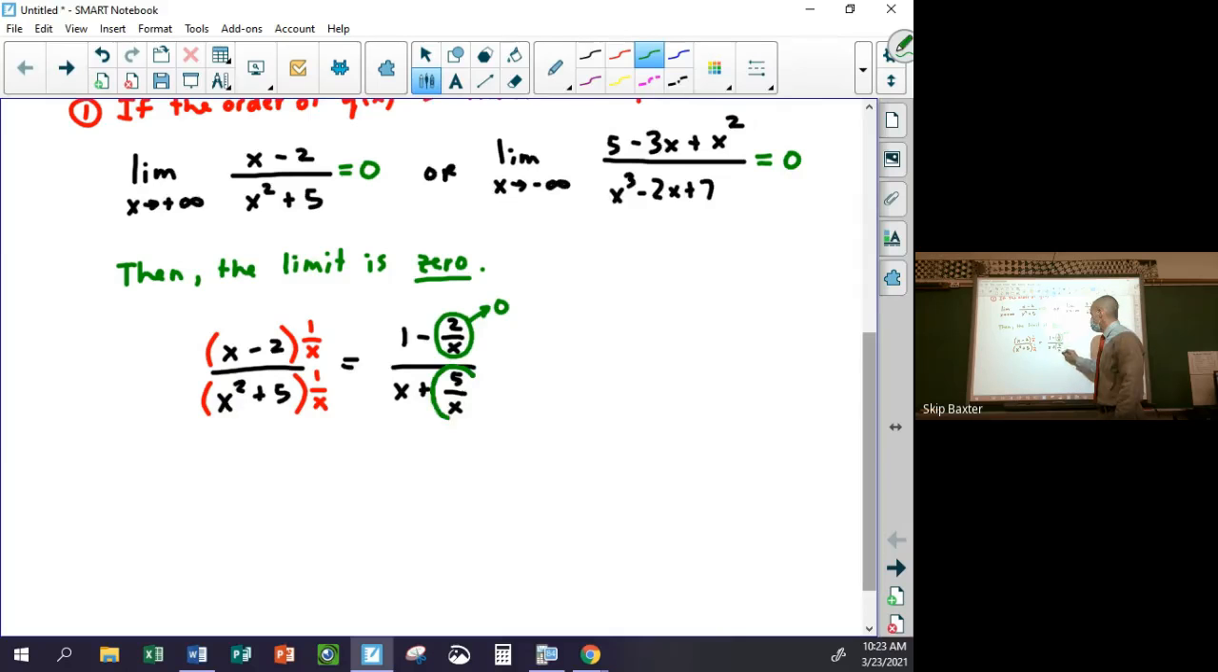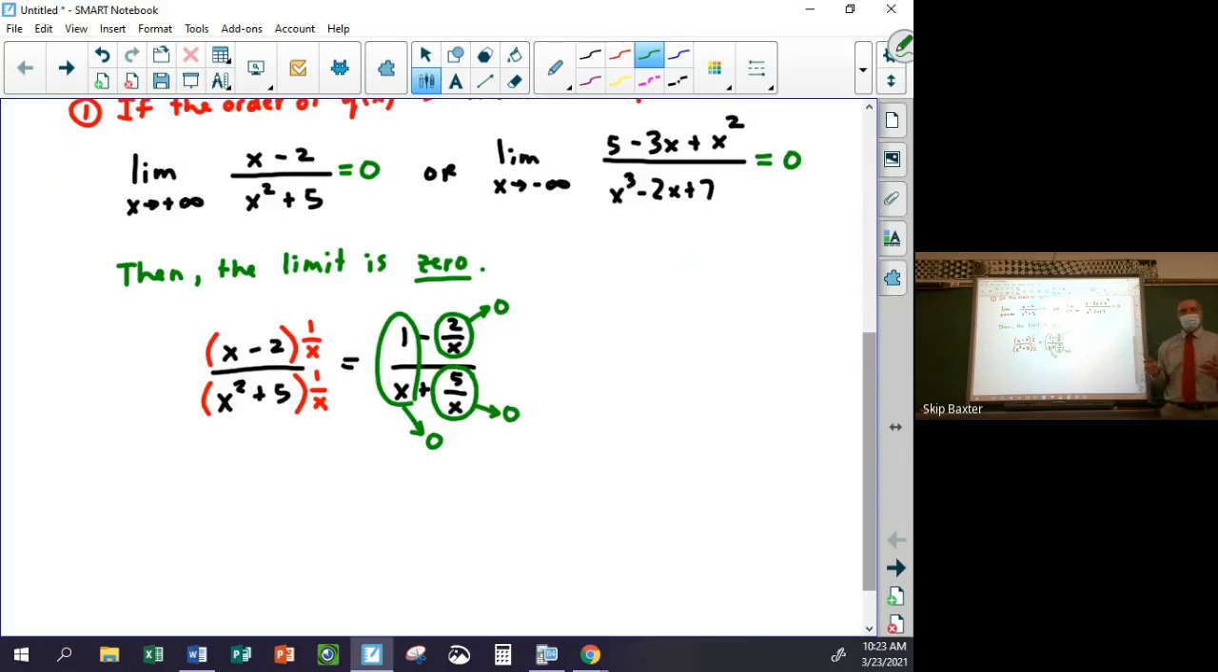Same thing goes for this. This term is also going towards 0. So if this part's going towards 0 and this part's going towards 0, then the whole fraction is really going towards 1 over x, which is going towards 0, because x is getting bigger and bigger. 1 over x is going towards 0 as well. Everything here is going towards 0. Does that make sense?